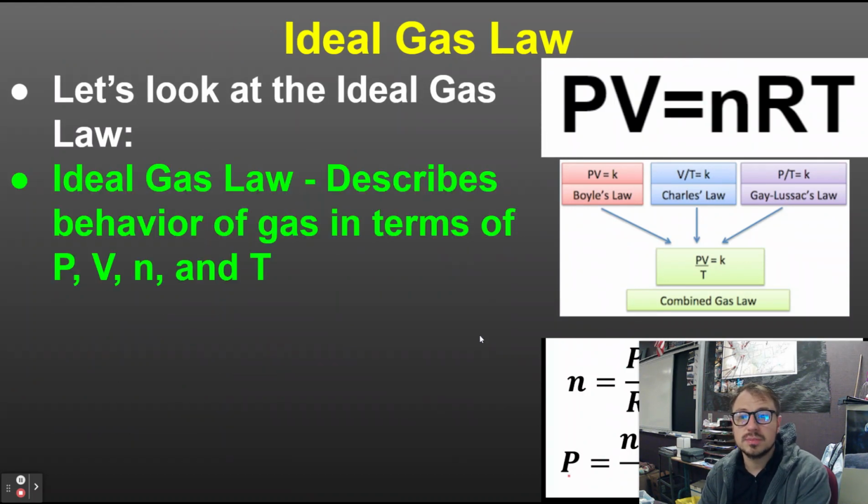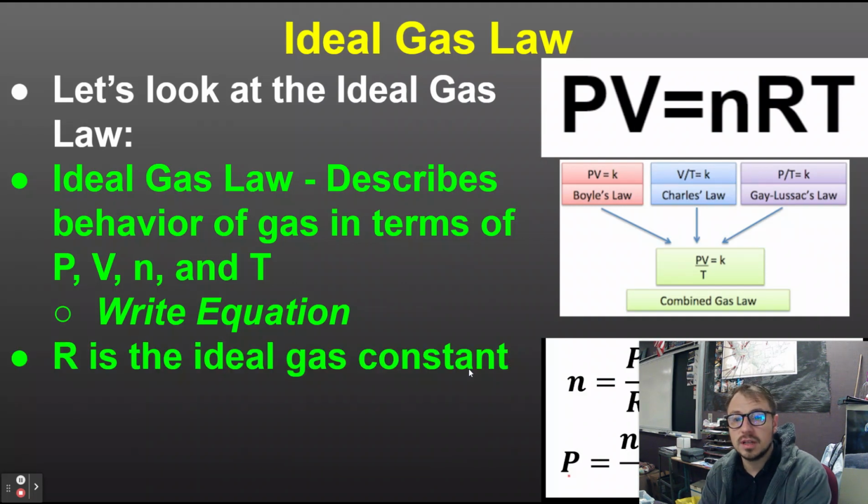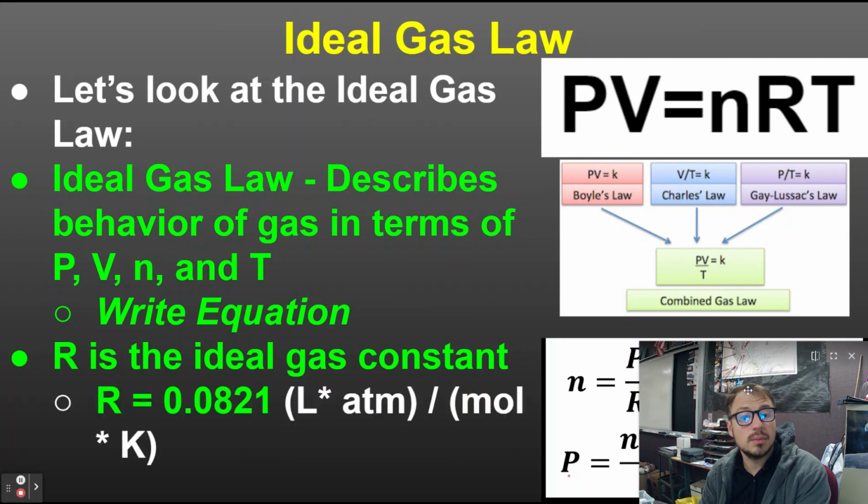So now that we know that, we can go into the ideal gas law, and that describes the behavior of a gas in terms of pressure, volume, number of moles, and temperature. Now we're not keeping anything constant. We're just seeing how they all react. Now, there's one thing in this that you can see, right? R. R is the ideal gas constant. Now, because we're using atmospheres, this is the constant that we're going to use.